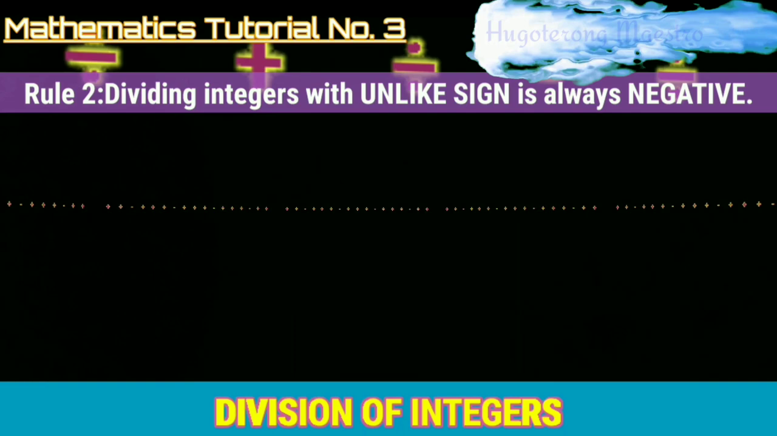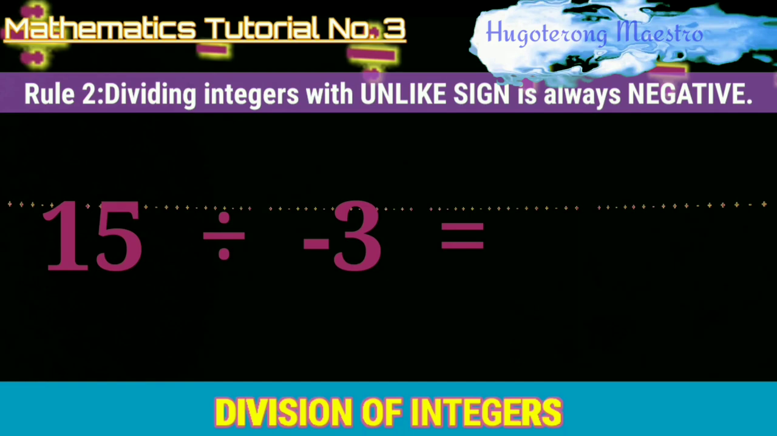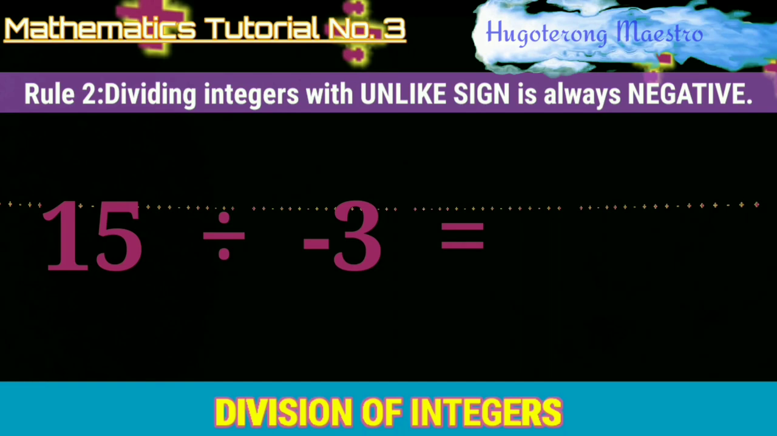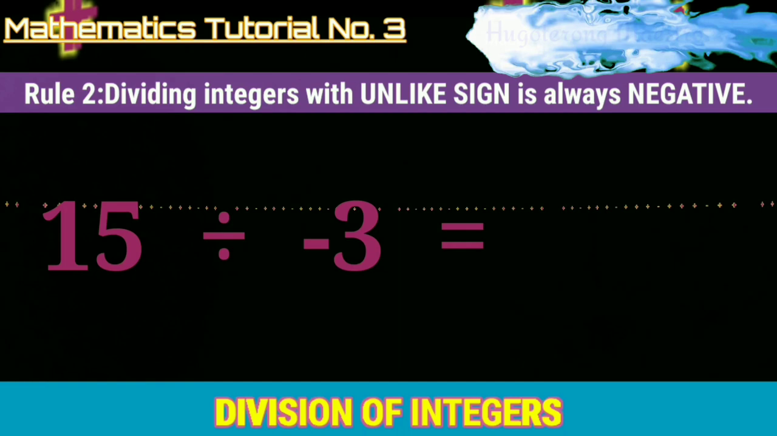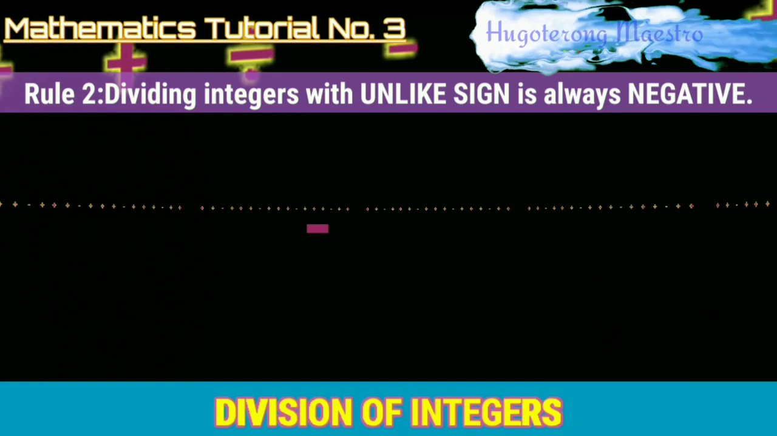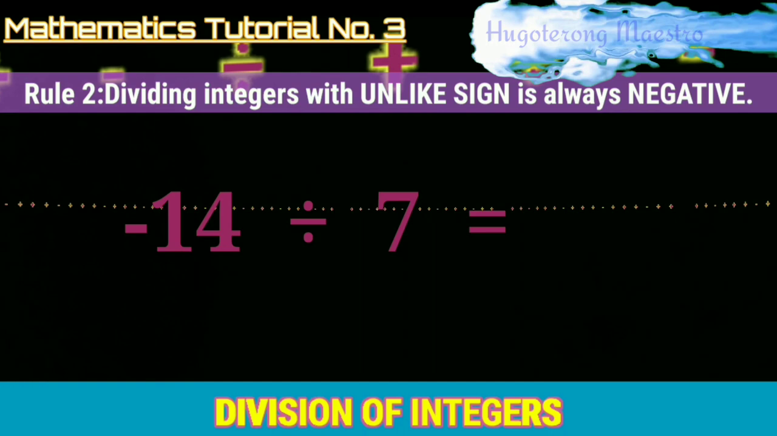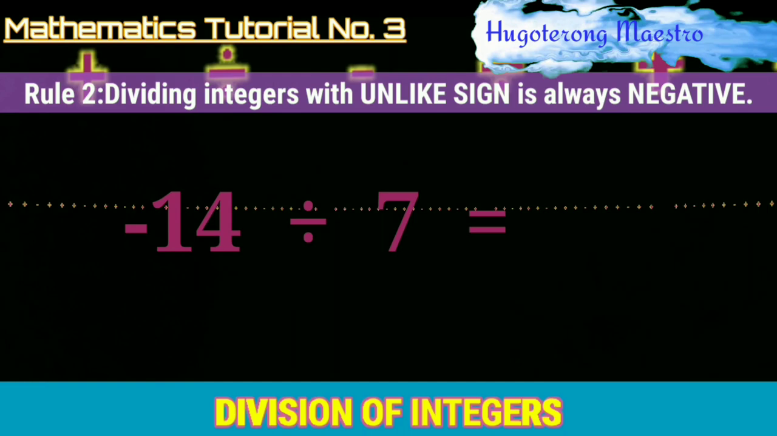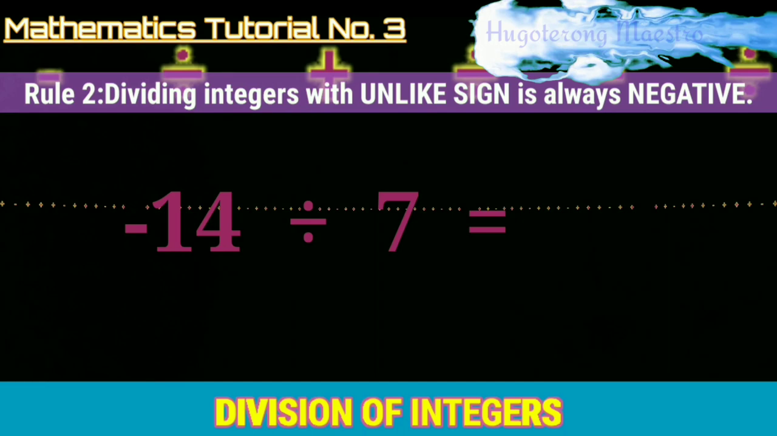For example, positive 15 divided by negative 3. So, according to the rule, kapag hindi parehas ang sign ng numbers na ating i-divide, ang sagot ay negative. Therefore, positive 15 divided by negative 3, our answer is negative 5. Let us take another example. Negative 14 divided by positive 7. Always bear in mind na kapag hindi parehas ang sign ng numbers na ating i-divide, ang sagot ay negative. Therefore, negative 14 divided by positive 7 is negative 2.